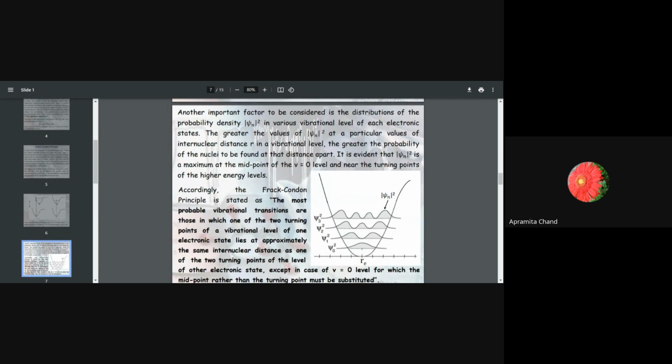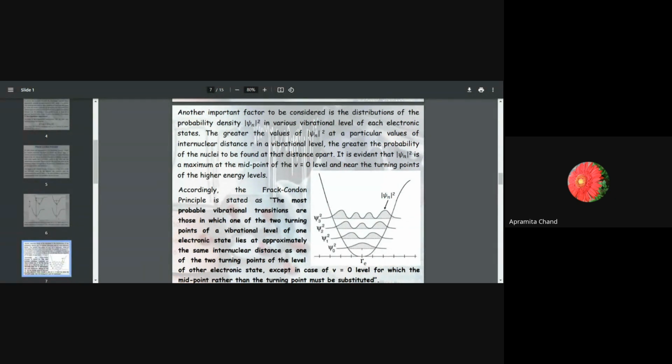Also, another factor to be considered is the distribution of the probability density. From quantum mechanical concepts, we know that the probability density is psi square, and psi square varies in various vibrational levels. So the distribution of psi square in various vibrational levels of each electronic state is to be considered. The greater the probability density at a particular internuclear distance in a vibrational level, the greater is the probability that the nuclei will be found at that distance apart.